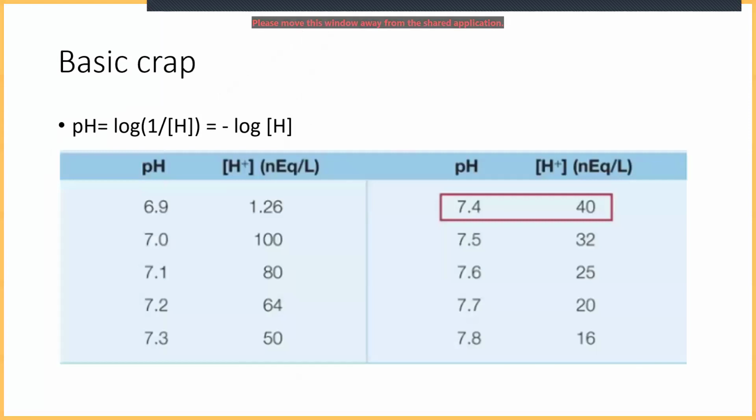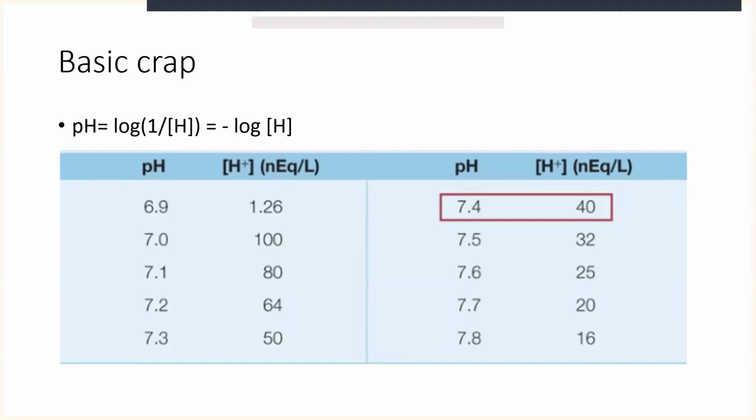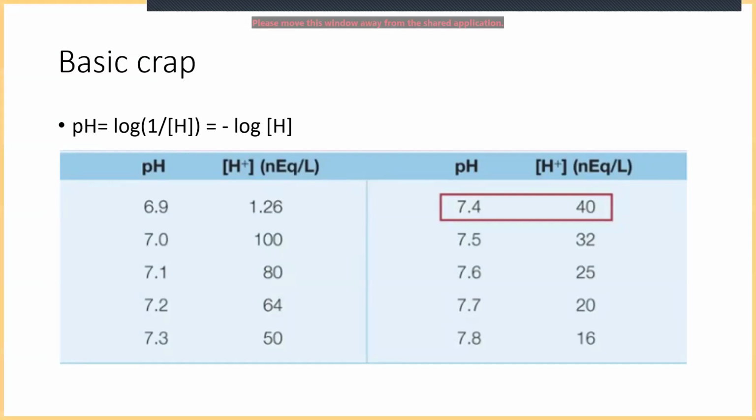So just to start off with a couple of basics, okay? If you want to calculate the pH, the equation's right there. You do log 1 over the concentration of hydrogen, or you find the negative log of hydrogen. And you can see here that as the pH decreases, you're going to get an exponential increase in the concentration of hydrogen, right? This is basically just by nature because it's a log graph.